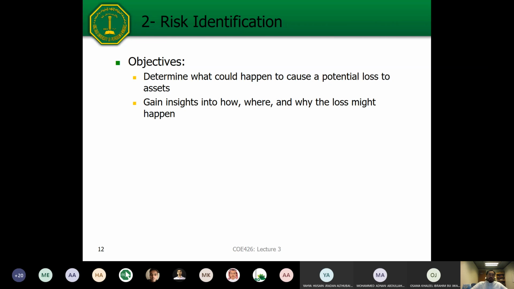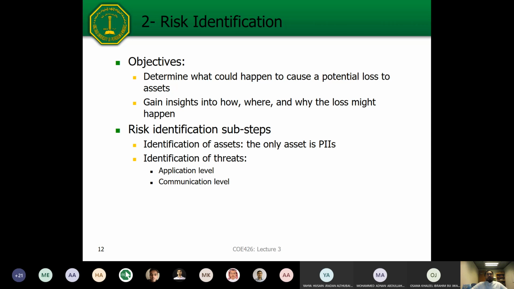So you have to gain insights into how, where, and why the loss might happen. As you see, if this server is isolated, just a sandbox that nobody is using, just for development, yes, it's risky, but the impact is not that severe. But if that server hosts some software in operation, and it's connected to other servers, now the impact is very severe. So you have to be aware of the IT infrastructure in your organization.